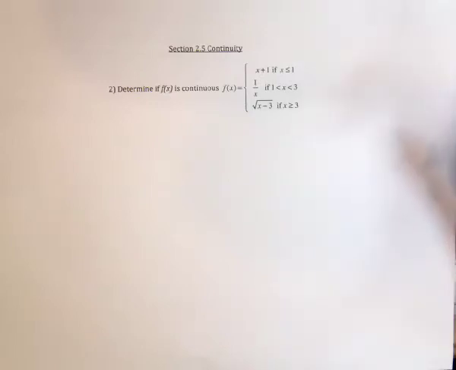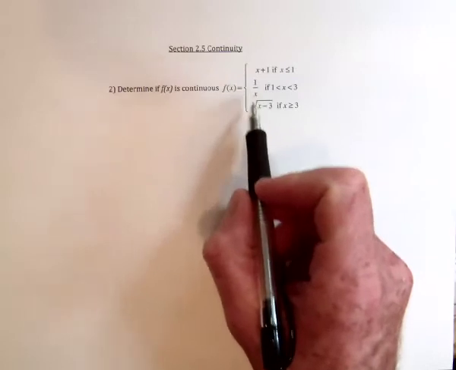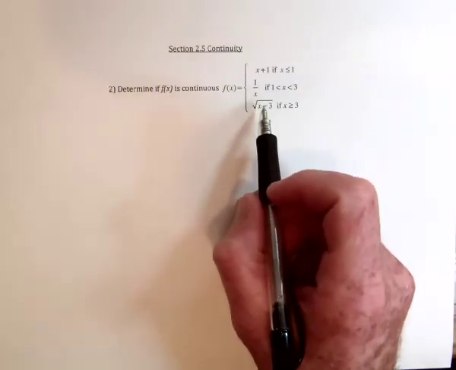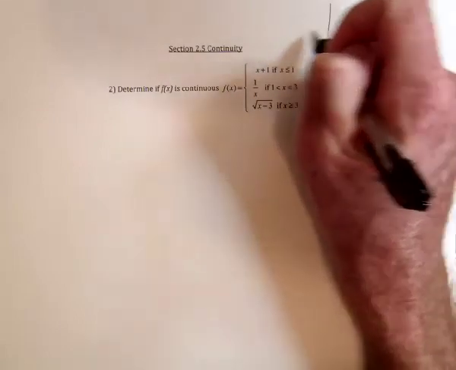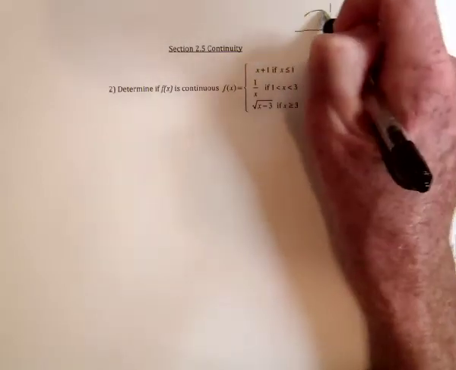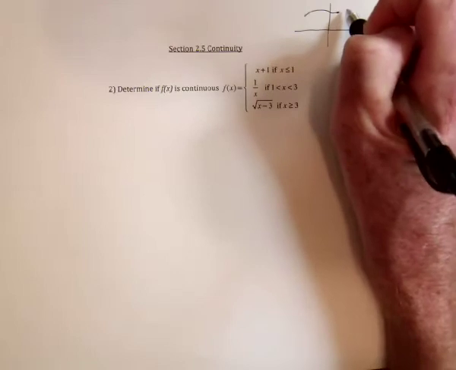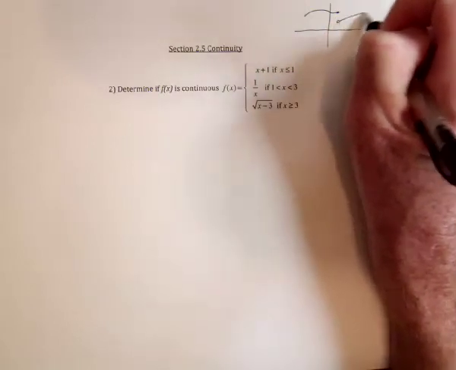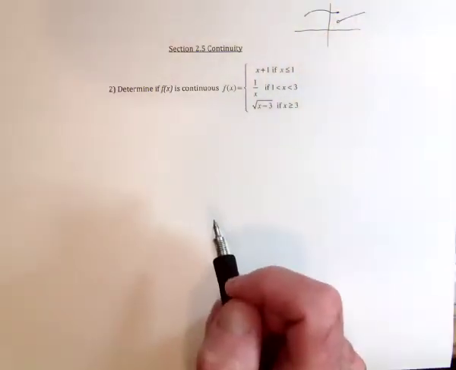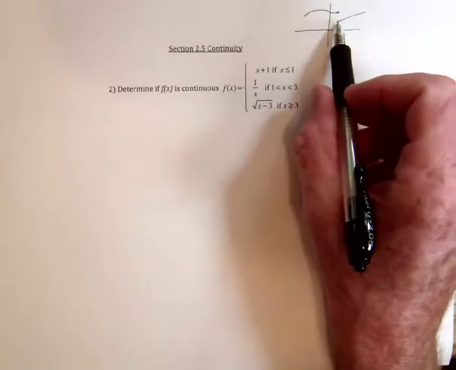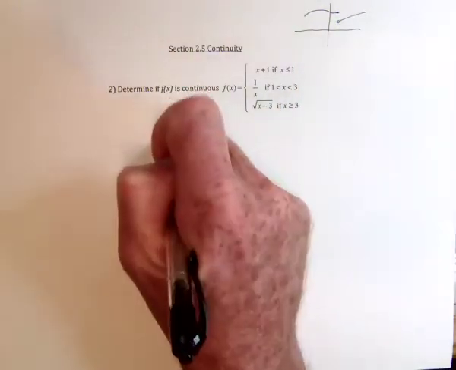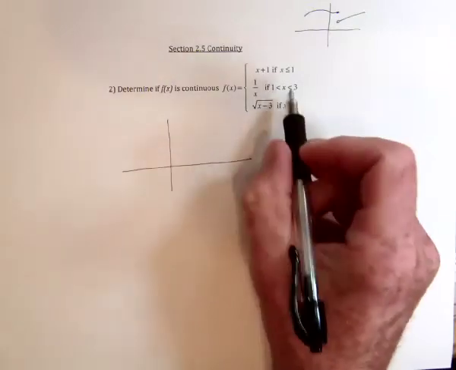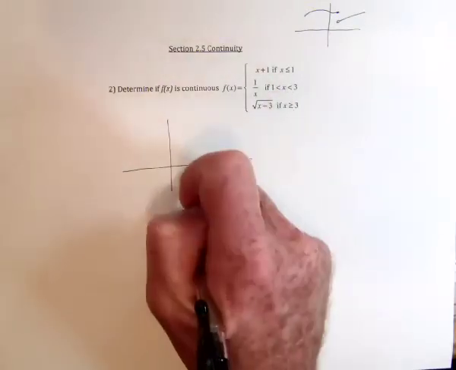So to determine if this function is continuous, we basically have to graph the three parts and then see if they match up. So if they were to look something like, okay, we graph one part, it ends right there, and then another part goes like that, that's not continuous. So do these parts match up continuously? So to begin with, the x values that are important are 1 and 3.